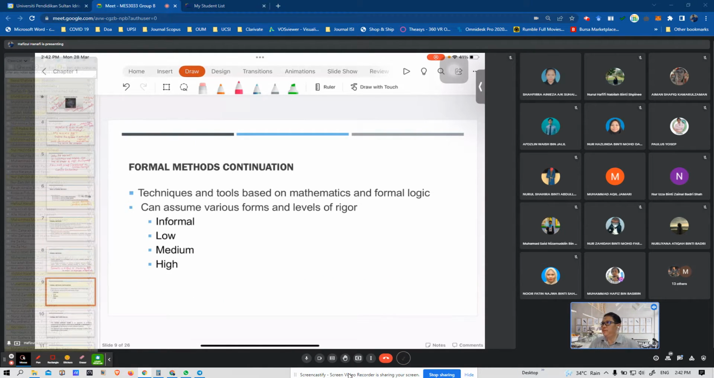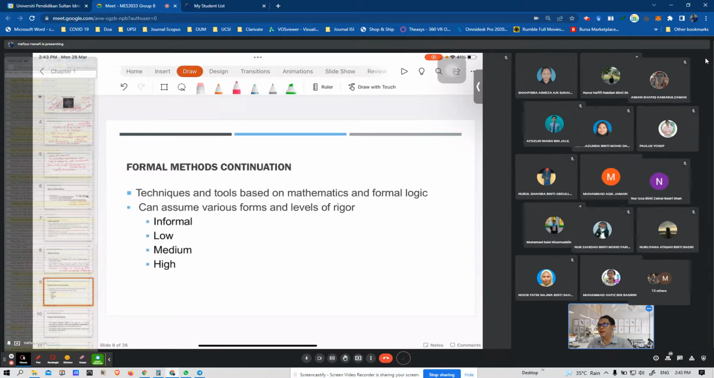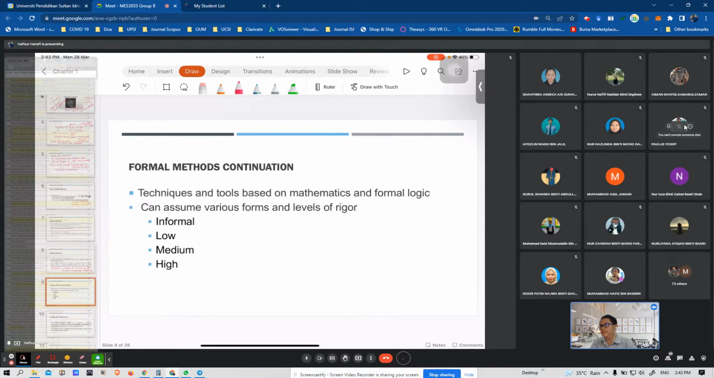Okay, for the formal method continuation, we have several stages in a formal method. Basically, we are discussing techniques and tools based on mathematics and formal logics. We can assume the forms of a level of rigorous model. First one is informal. Basically, this one is a very low level. And then, secondly, we go for low, medium and high.